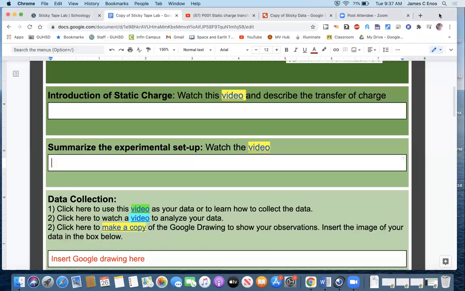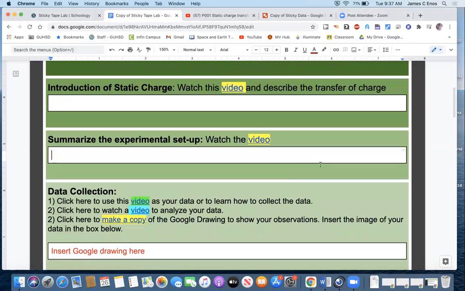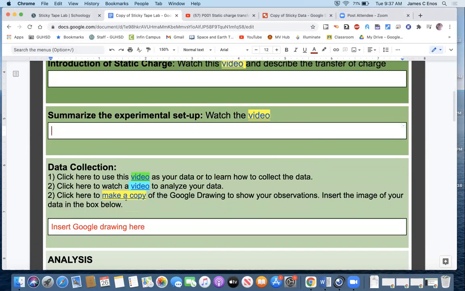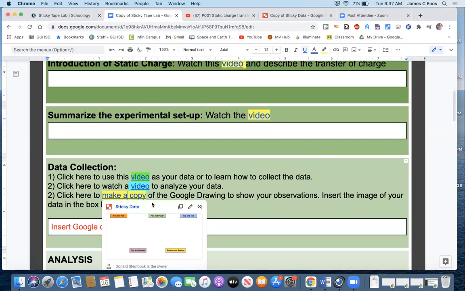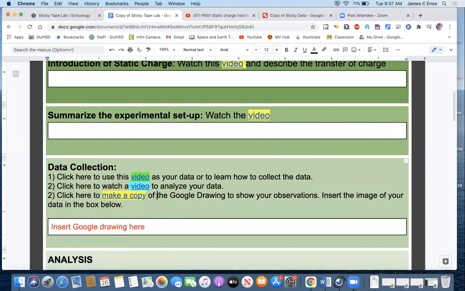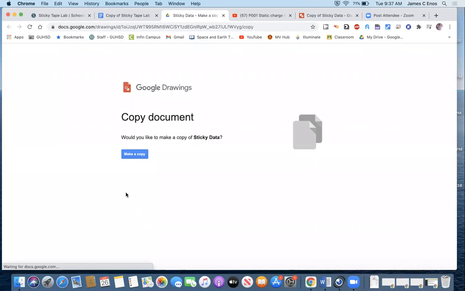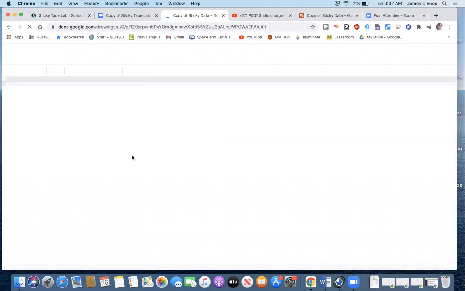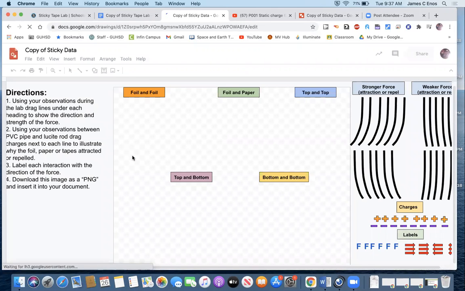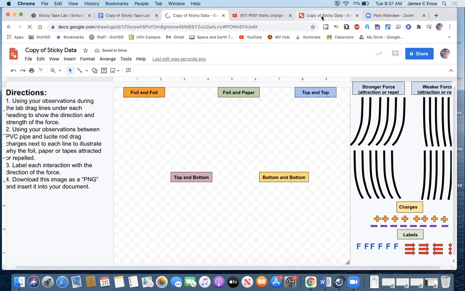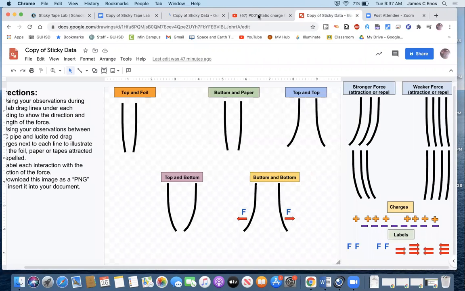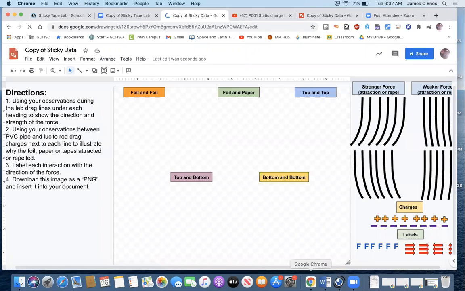So, you have summarized your setup. What I'm going to do now is go down here and click to make a copy. So go ahead and click to make a copy. Everyone is to make two changes.